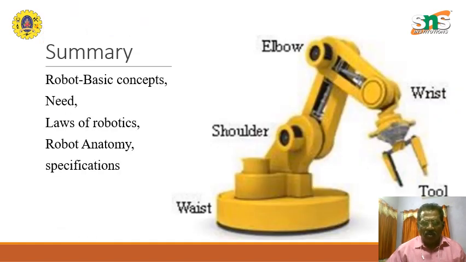Now, summarizing the whole thing for this particular episode, we looked at what a robo is, the need for a robo, and the pros and cons of robots. Then we looked at the various laws of robotics, the three laws. Then robo anatomy and the specifications of the robo.